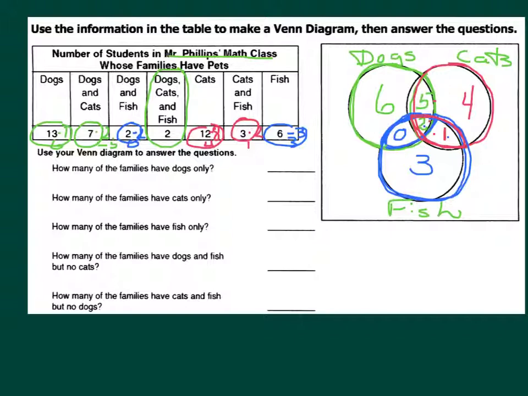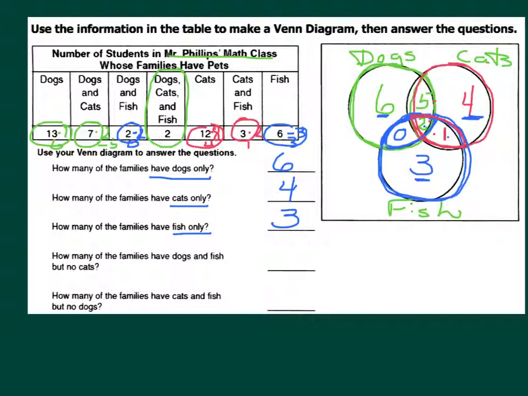How many families have dogs only? That would be these right here. There's 6 families that have dogs only. How many families have cats only? Be right here, 4 families. How many families have fish only? That would be right here, 3 families.